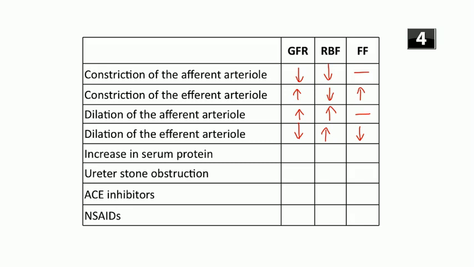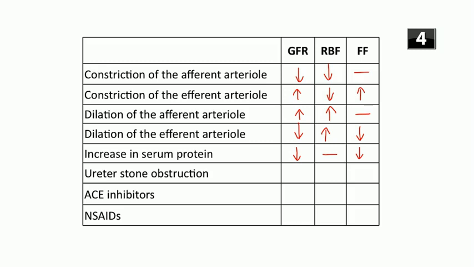Increase in serum protein. Now, what's going on here? Well, with higher protein content of your blood, that osmotic load of the protein is going to keep blood in the vessels, so less blood is going to escape. And so an increase in serum protein will decrease GFR for that reason, but it's not going to do anything to the renal blood flow. So the net result here would be to decrease the filtration fraction.